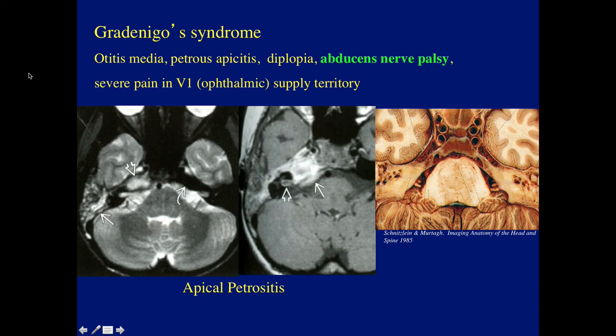Anybody know what Gradenigo syndrome is? Not seen very commonly anymore in the age of antibiotics. That's right, as Gino says, face pain, ear pain, and ophthalmic V1 abnormalities. So again, it's otitis media, petrous apicitis, diplopia, and also abducens nerve palsy. I think we've only had one case, but anyway, this is a case from the literature showing this marked inflammatory change, and you could see why you would have, again, 6th nerve palsy because of involvement of Dorello's canal in the clivus. This is both a clivus and a petrous bone inflammatory disease.